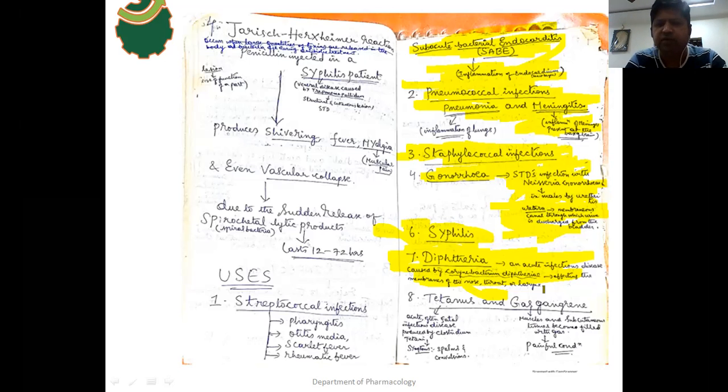In diphtheria, you can use penicillin. And lastly, tetanus and gas gangrene. Tetanus is a very, very dangerous infectious disease. It is produced by a bacteria called Clostridium tetani, and one of the symptoms of this tetanus infection is severe spasm of your muscles.